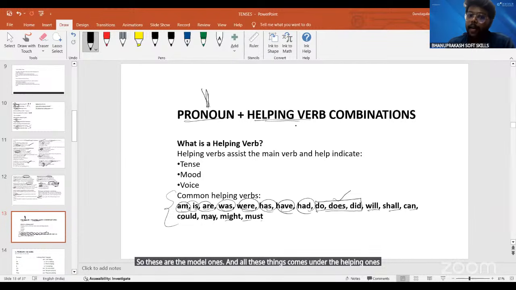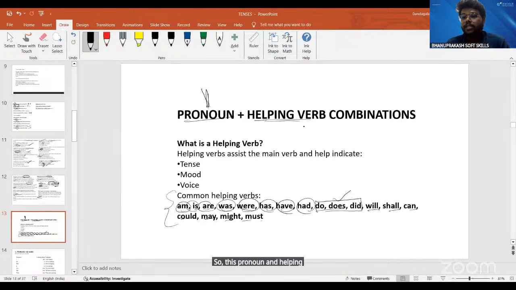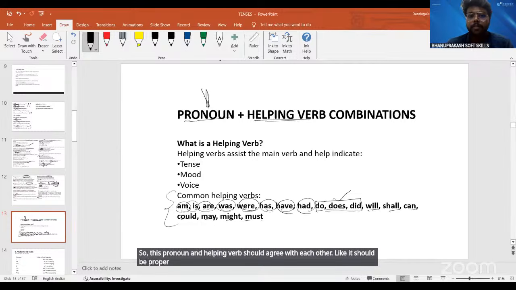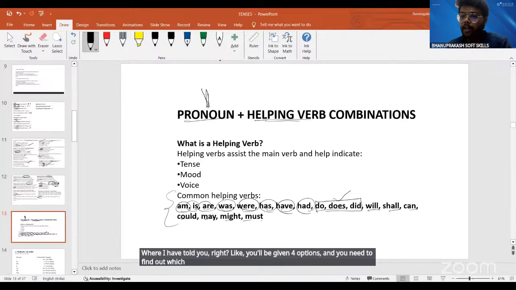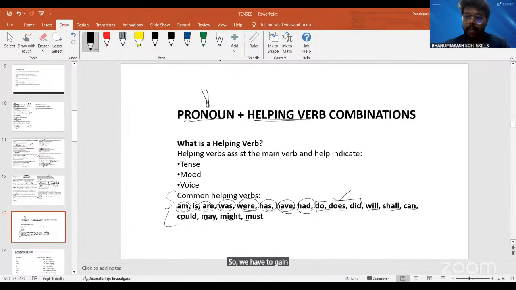So this pronoun and helping verb should agree with each other. Like it should be proper. Most of the time we see this type of question in sentence errors, where I have told you, right? You'll be given four options and you need to find out which option has an error. The error might be in the pronoun and helping verb combination, or else subject verb agreement. So we have to gain knowledge on this aspect as well.